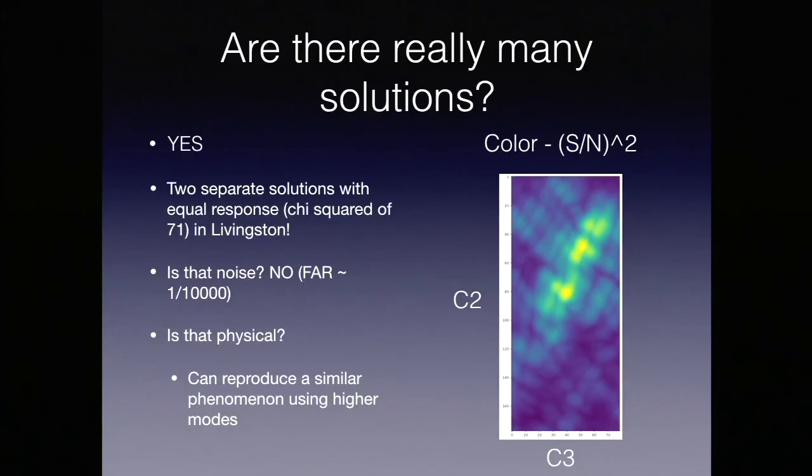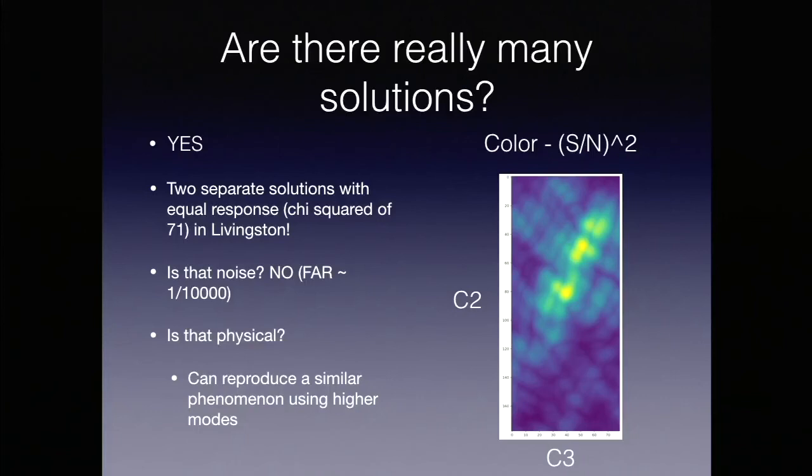And once we saw that, we said, okay, let's just pick some waveform model. Let's just pick some parameters such that there would be a 3-3 mode. And can we see these two solutions? And the answer is yes. And we were very happy. We said, oh, we must be able to solve it, and we detect higher harmonics.